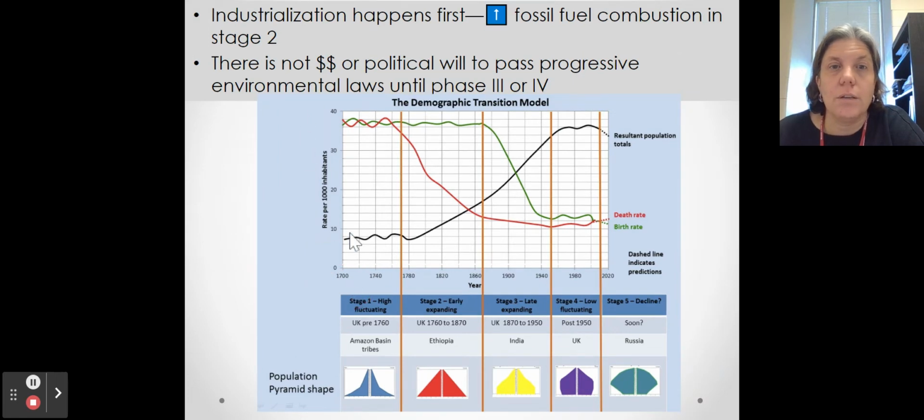So if we take a look at this, industrialization happens first. When that happens, fossil fuel combustion goes up in stage 2. So in stage 2 here, you're getting industrialization and the fossil fuel combustion is going up. But in stage 2, there's really not the political will or the money to pass progressive environmental laws until later, stage 3 or 4. So a lot of times these countries that are just developing and just getting industrialized are like, hey, we now have the technology to use coal and oil and natural gas and all these things. We can provide electricity for our people. We're really excited about this. And they're not yet there with trying to limit that stuff. So it's hard for us to tell them what to do because we were once there ourselves.